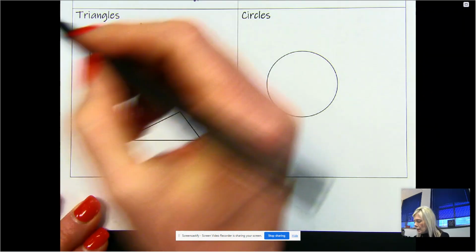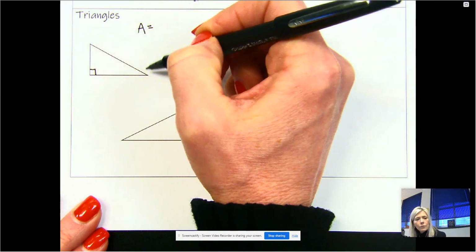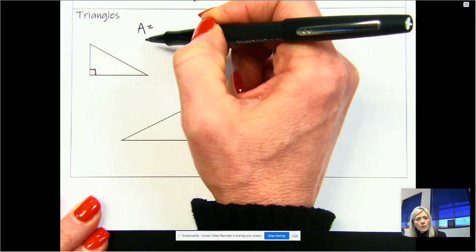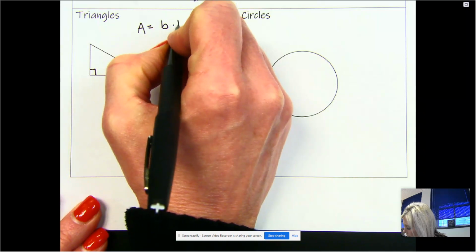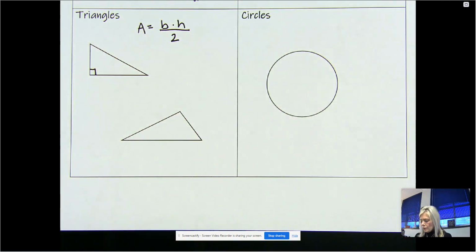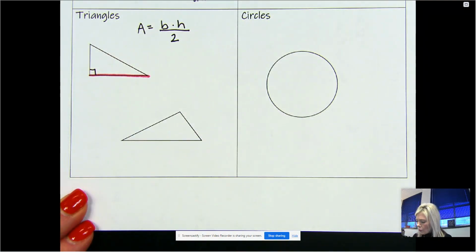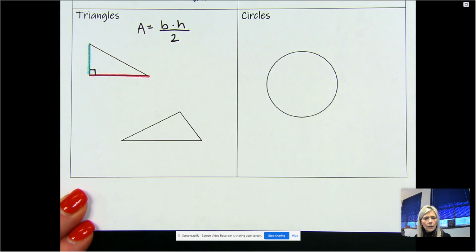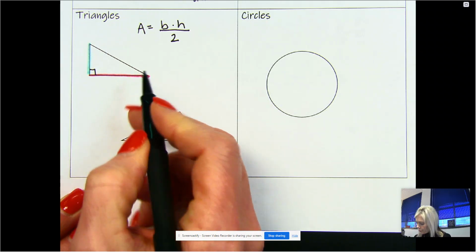And the reason for that is, if you think about it, this triangle is half of the rectangle. If you fill in this empty space, you get a rectangle, and so the triangle is half of it. So that's why it's base times height divided by 2. All right, so again, we have to be considering only perpendicular lengths for base and height. So I'm just going to go ahead and use this one for an example.